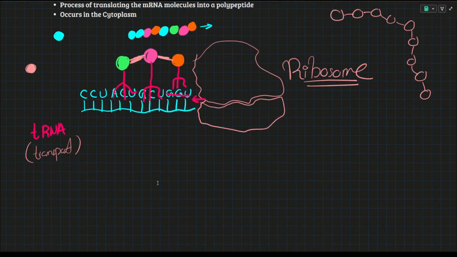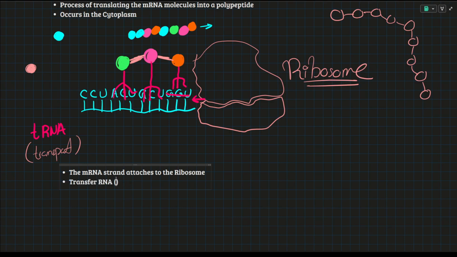Let's type out what exactly is happening. Now the first thing is the mRNA strand attaches to the ribosome. The mRNA strand attaches to the ribosome. tRNA, transfer RNA, tRNA for short. Molecules with amino acids. So they're bringing amino acids. These tRNA molecules with amino acids containing, okay, listen to this closely, anticodons.